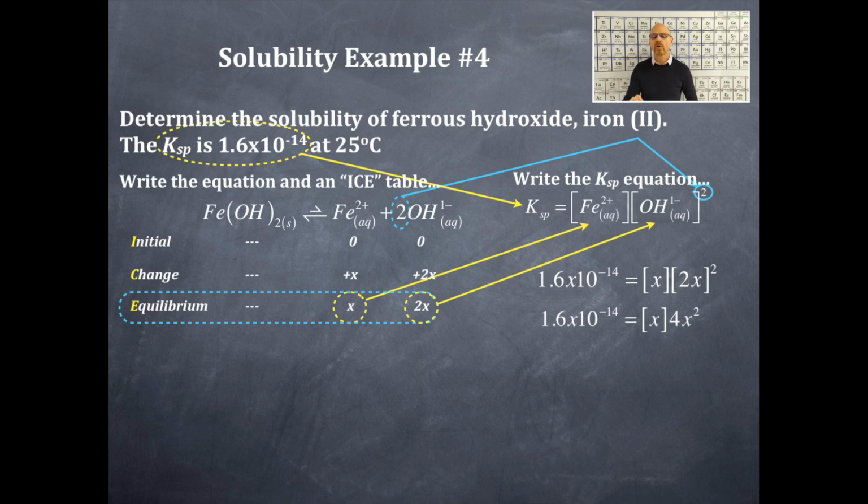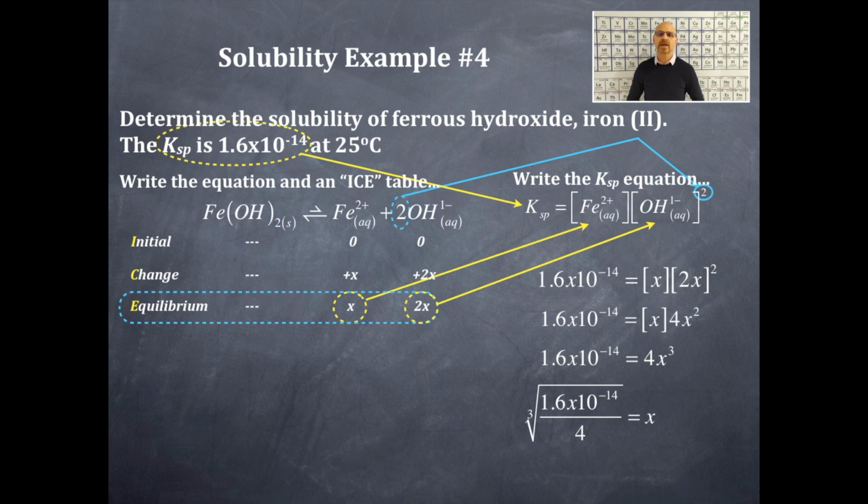Now I'm going to take 4x squared times x, that's going to equal 4x cubed. The 4x cubed is equal to the KSP value, which is 1.6 times 10 to the negative 14. Now what you need to do is simplify this and solve for x. So you're going to divide both sides by 4, then take the cube root. That's what I've done right here. It's 1.6 times 10 to the negative 14, divide by 4, take the cube root. See, there's a cube right there. It's not the square root, it's the cube root.